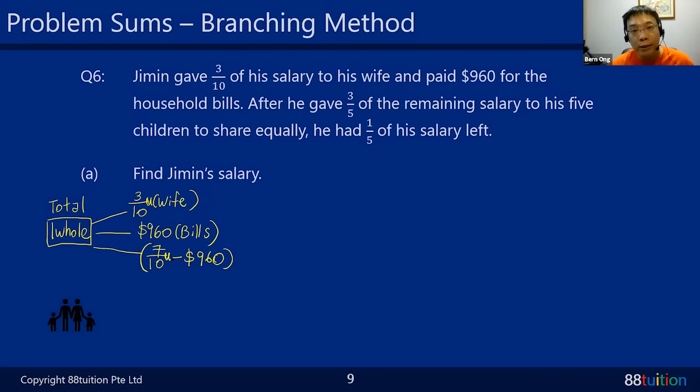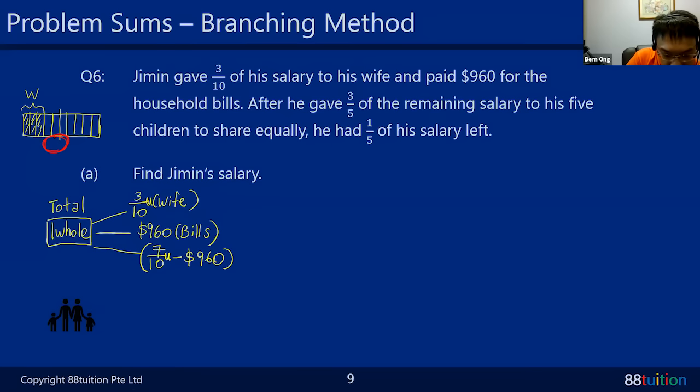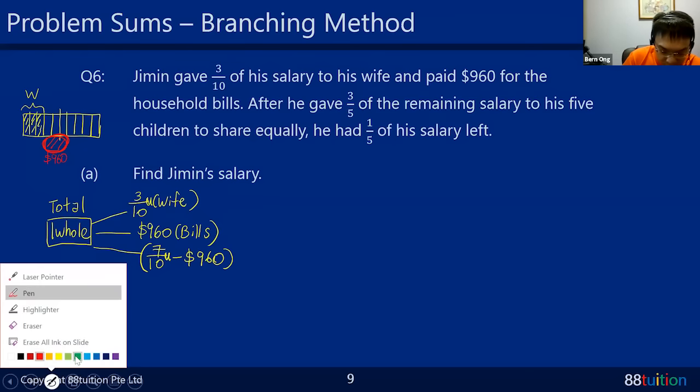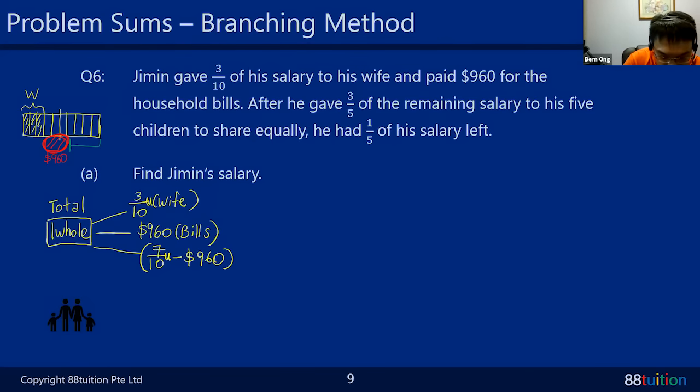In terms of the model, if you cannot see, I'm going to draw a short model for you. On top, you are going to cut it into 10 parts, because it is given to the wife. So 1, 2, 3, 4, 5, 1, 2, 3, 4, 5. And 3 out of 10 parts is given to the wife. 1, 2, 3. This part is given to the wife, W for wife. And $960, how much is 960? I don't know, so let me just put it anywhere, maybe down here. I draw a circle. This is 960. And where is the rest? The rest is represented down here. From here to here is called the rest.